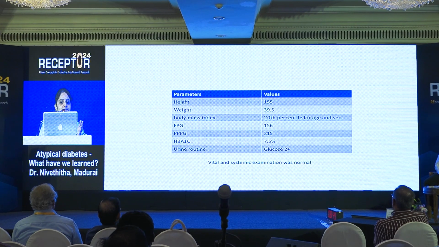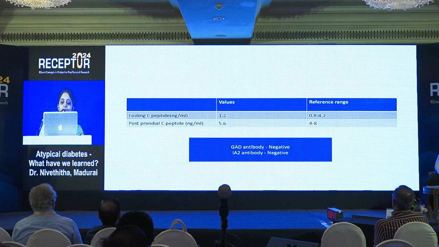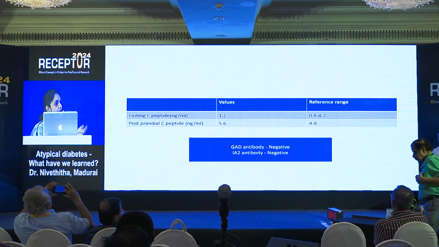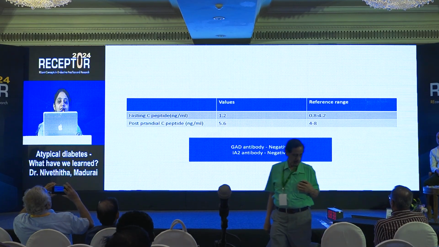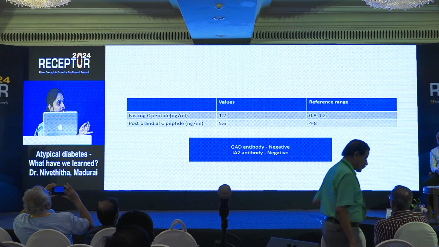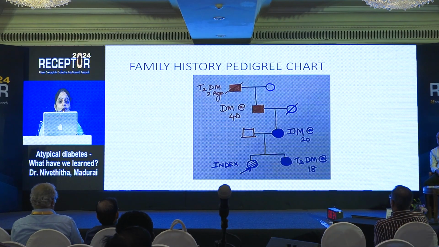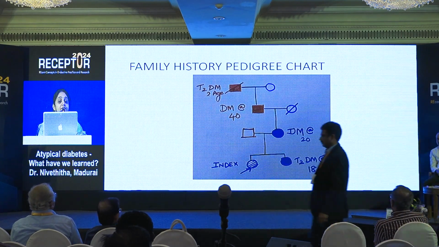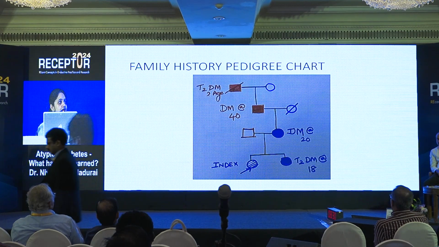With this, we might say she has type 2 diabetes, and then we do an antibodies screening, which is normal, and the C-peptide is also normal. It means she has a good insulin secretory capacity. Fasting C-peptide is normal, even the postprandial is normal. But what hinted the diagnosis to go further was the family history.